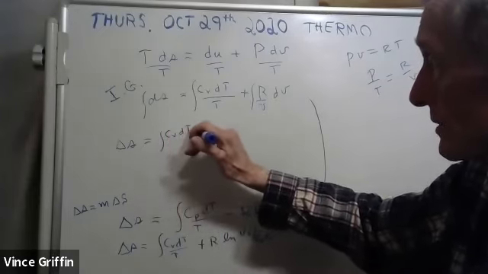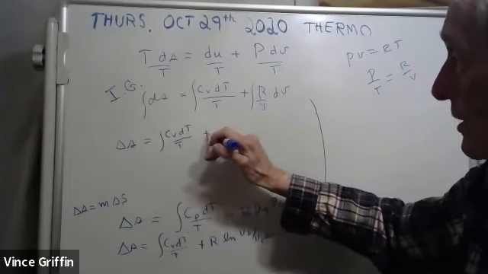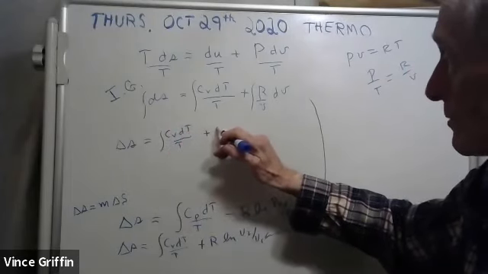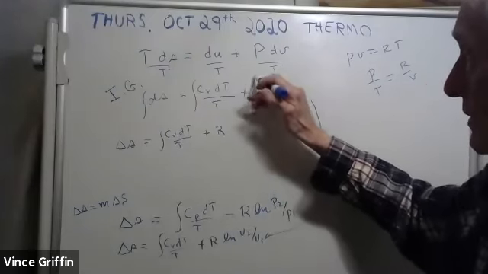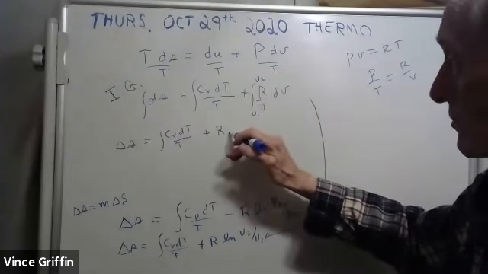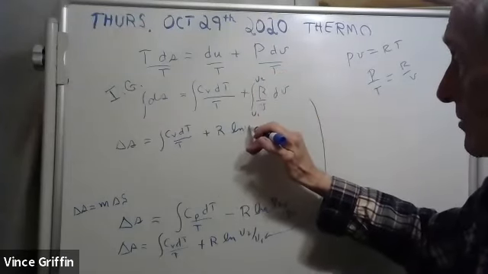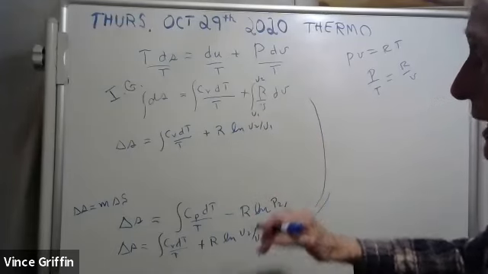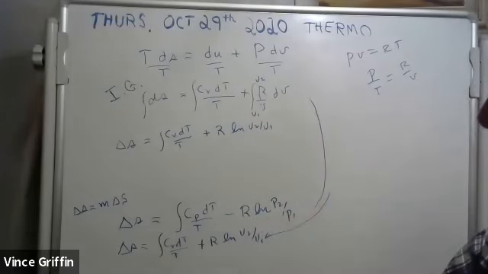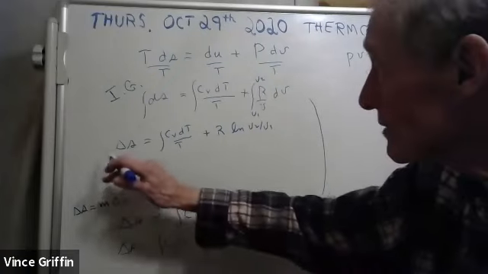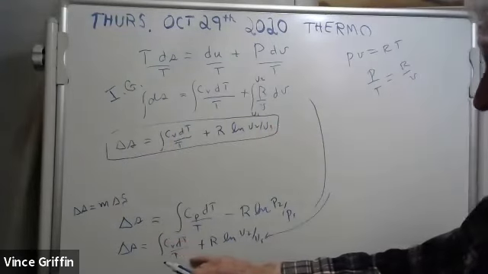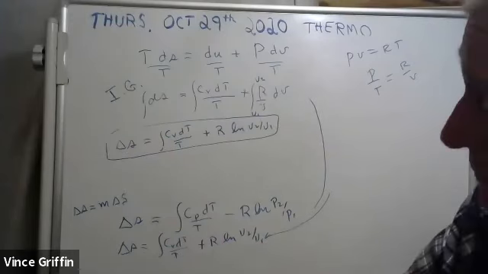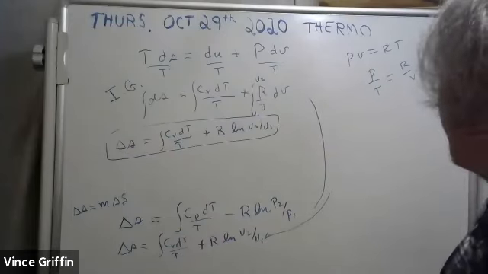Delta little s is equal to C sub v dT over T plus, you could pull out the R, and if this goes from v1 to v2, you could just write natural log of v2 over v1, and you'd be done. You would be done. Now let's do the other one. We got a nice equation here. We just cooked up this equation. See where it came from? We need to use it in an example here in a little bit.